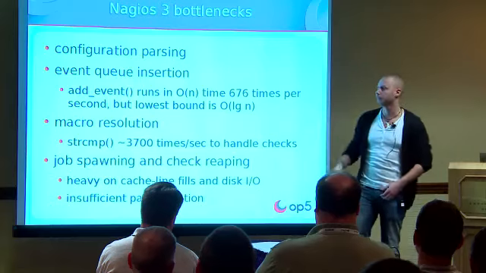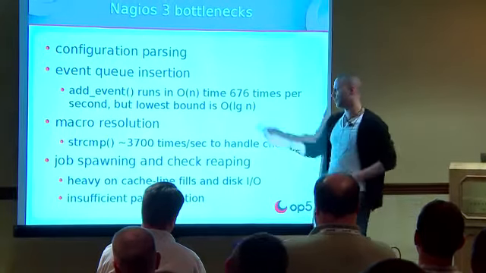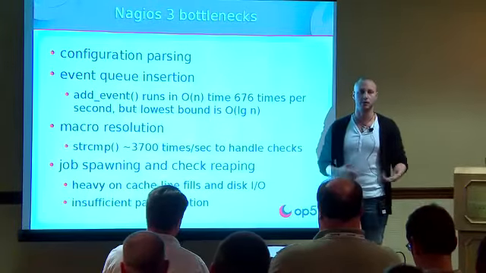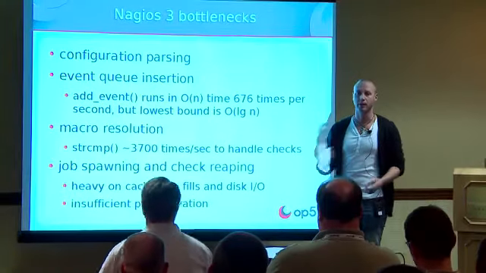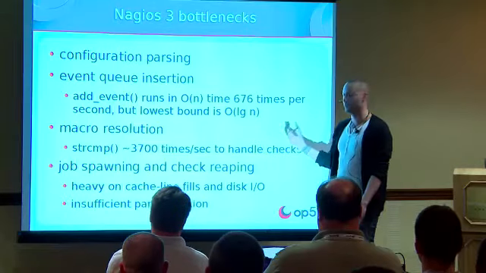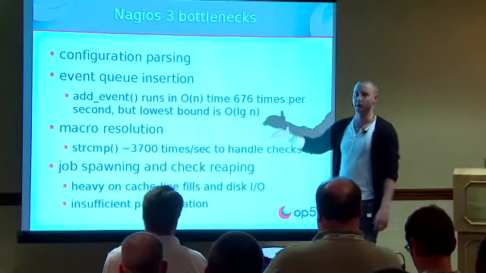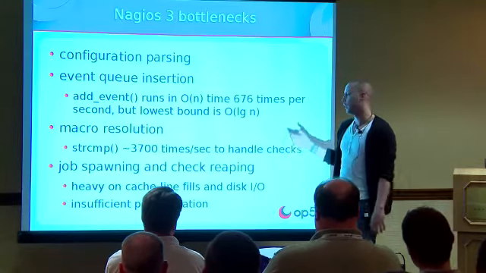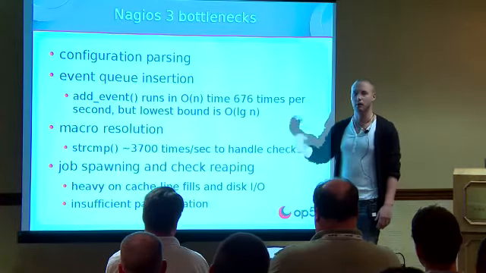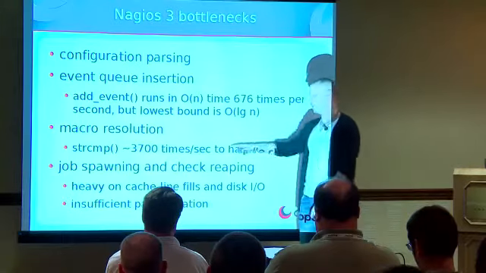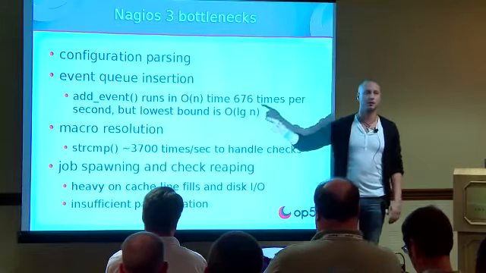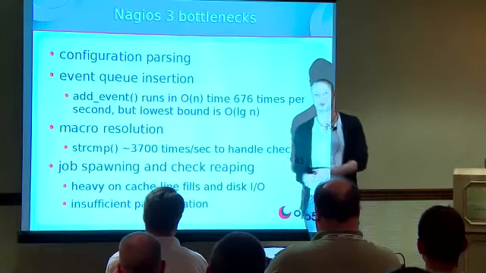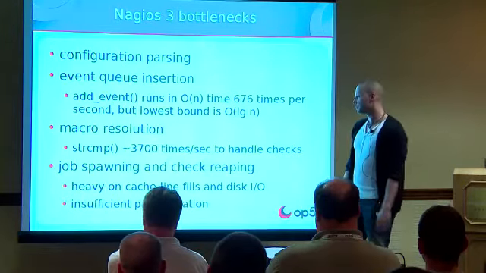The macro resolution, when we're resolving macros to run checks, like host address and whatever, user stuff. We also do a linear search on the macro table, and it has 150-something entries. And we do that for every macro that we have to resolve. It turns out that we're calling strcmp, which is the function that compares two strings to each other, 3,700 times per second with Nagios 3.